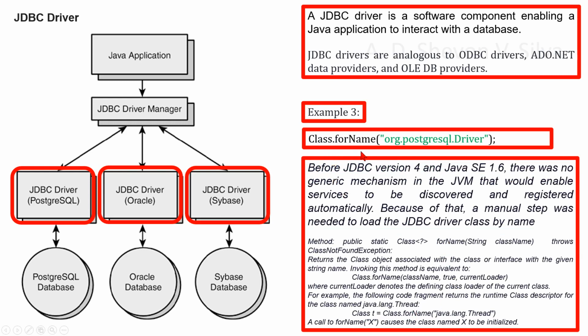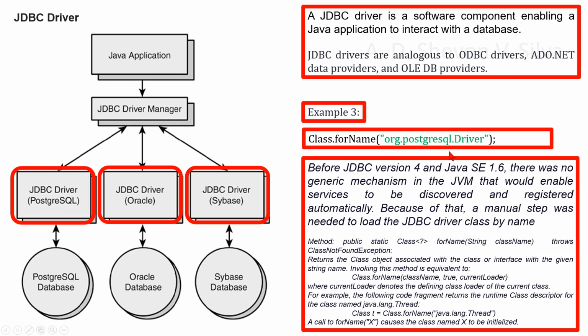As the example 3, we can consider this driver for PostgreSQL. Before JDBC version 4 and Java SE 1.6, there was no generic mechanism in the JVM that would enable services to be discovered and registered automatically. Because of that, the manual step was needed to load the JDBC driver class by name.